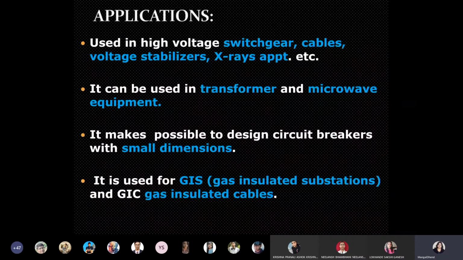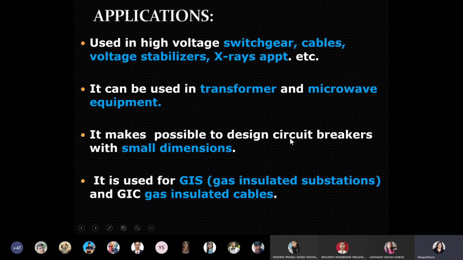What are the applications of SF6? It is used in high voltage switchgear. So switchgear means switching devices. Okay. Cables, voltage stabilizer, X-ray apparatus. It can be used in transformer and microwave equipment. It makes possible to design circuit breakers with small dimensions. So it will be used in circuit breakers with small dimensions because dielectric strength is very good.